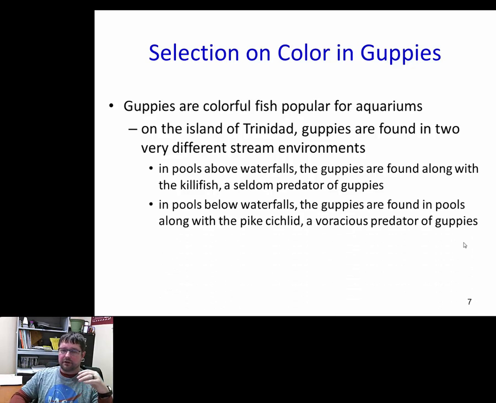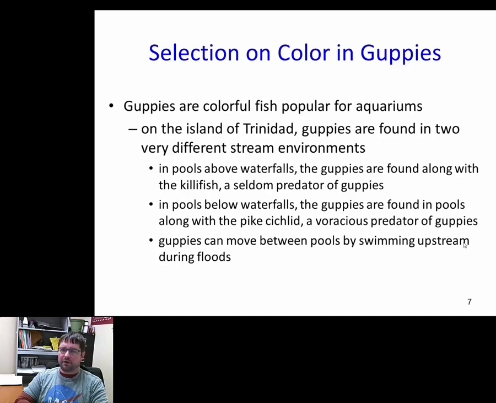inside the water. And then you have these pools below the waterfalls, where the guppies are found with a cichlid predator, which is called the pike cichlid, and this is a piscivore, so it eats other fish. It's a predator of guppies.